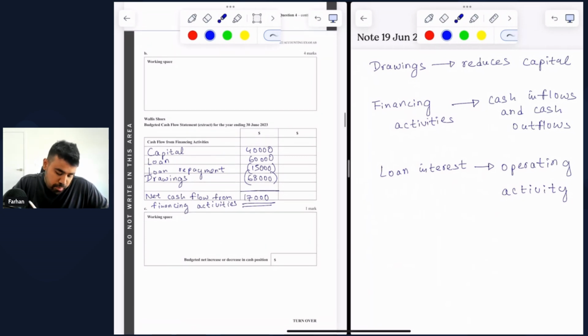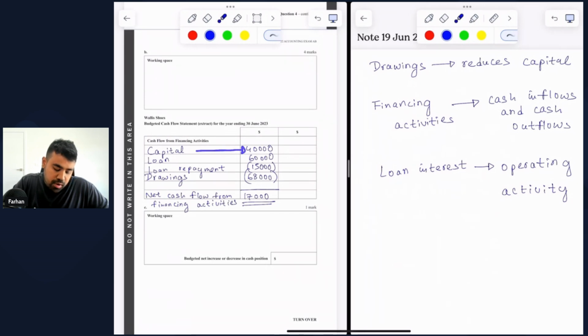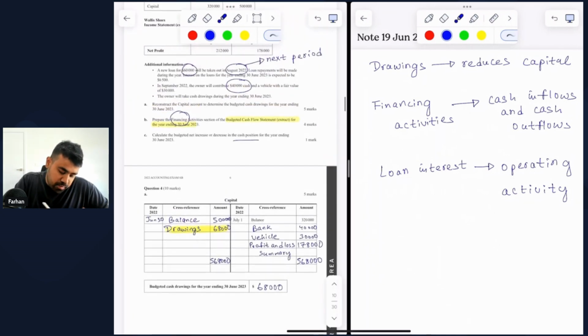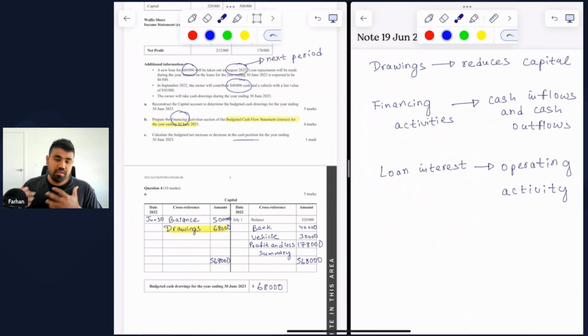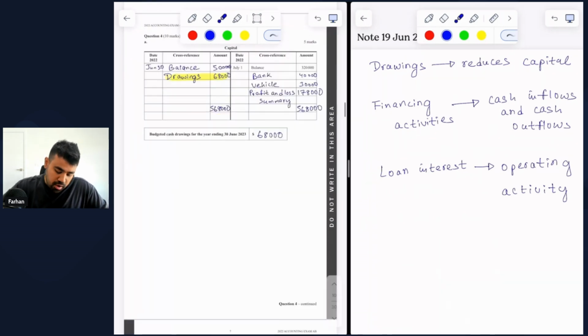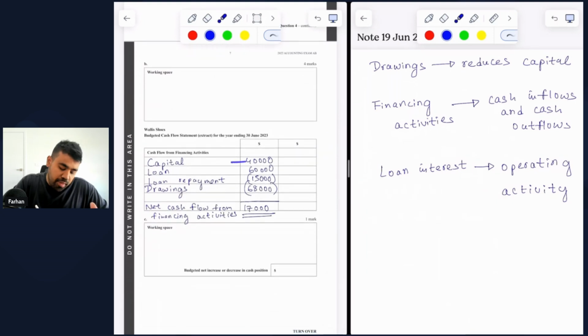Then, what about this line, capital being 40,000? So this capital of 40,000 here refers to the transaction in September 2022 when the owner contributed $40,000 in cash. So if the owner injected $40,000 in cash into the business, and given that the budgeted cash flow statement is from the perspective of the business, the business is getting money, which is the $40,000 in cash as capital to be invested within the business. And that is why, from the perspective of the business, this is a cash inflow, and that is why we are showing capital as plus 40,000 here.